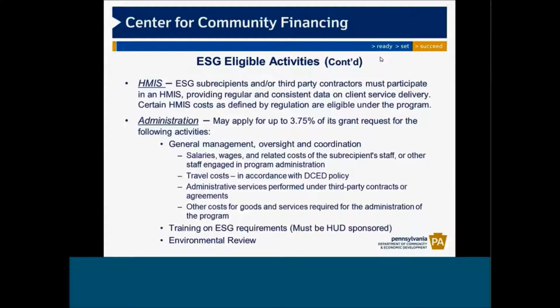Eligible activities under administration. As I stated earlier, you may apply for up to 3.75% of your grant request, and those activities will include general management, oversight, and coordination of the grant, which would be salaries, wages, and related costs of the staff engaged in program administration. Travel costs, but they must be in accordance with the DCED policy, and if anyone needs that policy, we can provide that to you. Administrative services performed under third-party contracts or agreements, and other costs for goods and services required for the administration of the program.